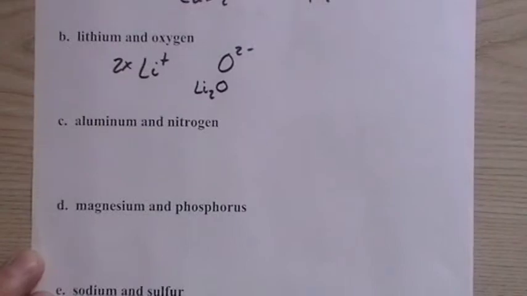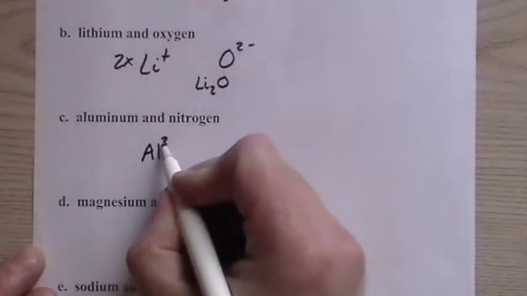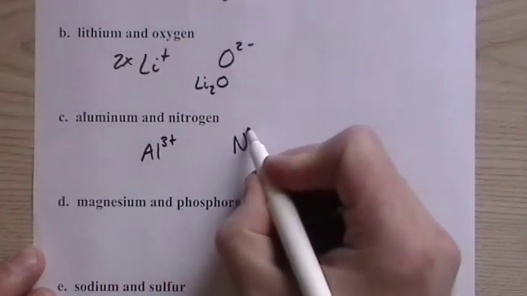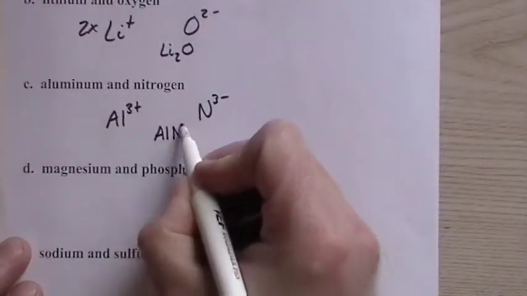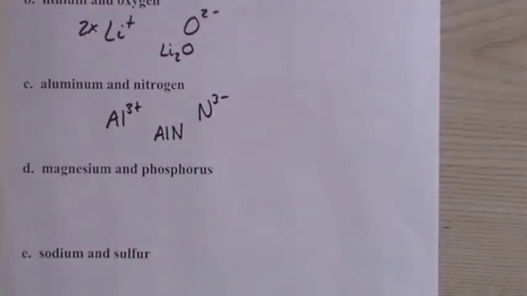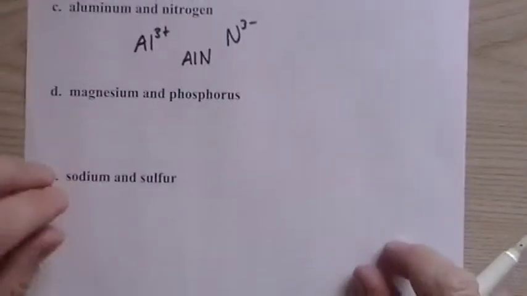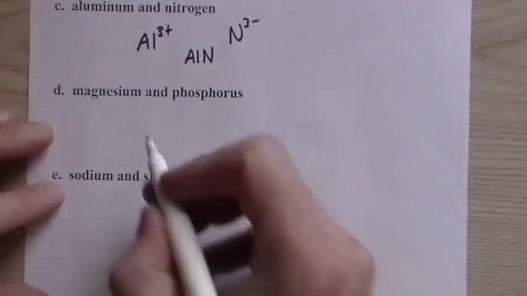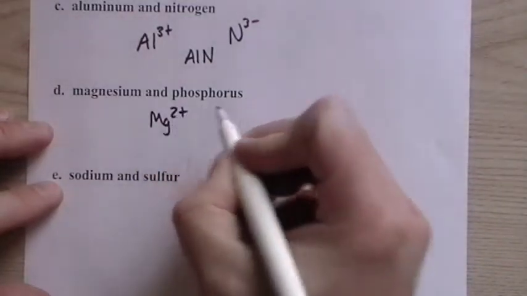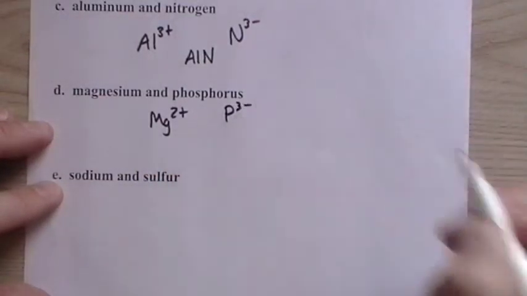So we have that. Aluminum is +3. Nitrogen is -3, the nitride ion. So we have the same positives as we have negatives, so AlN. And just make sure with the symbols that you're using the proper case, lowercase or uppercase. Magnesium is +2. This one is probably the trickiest one, phosphide.